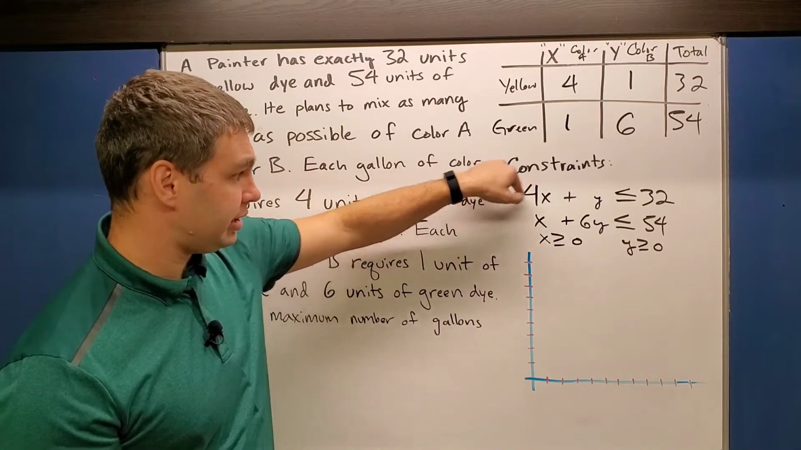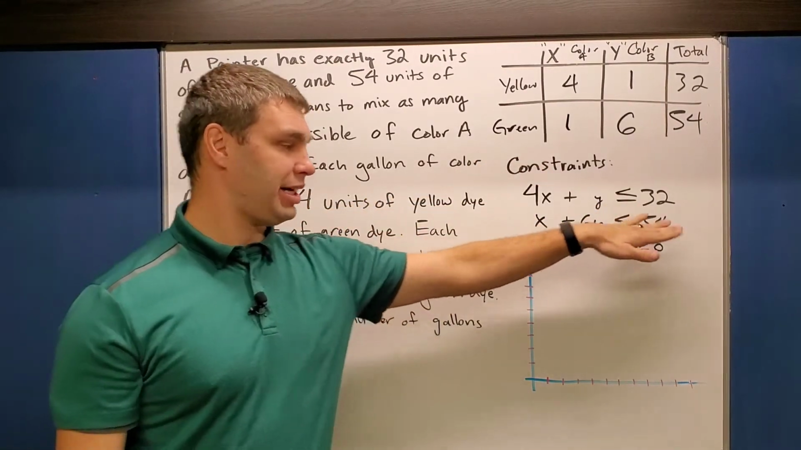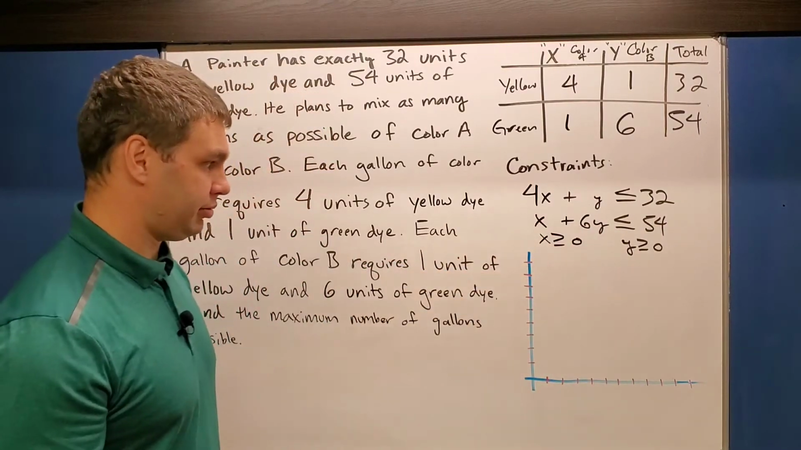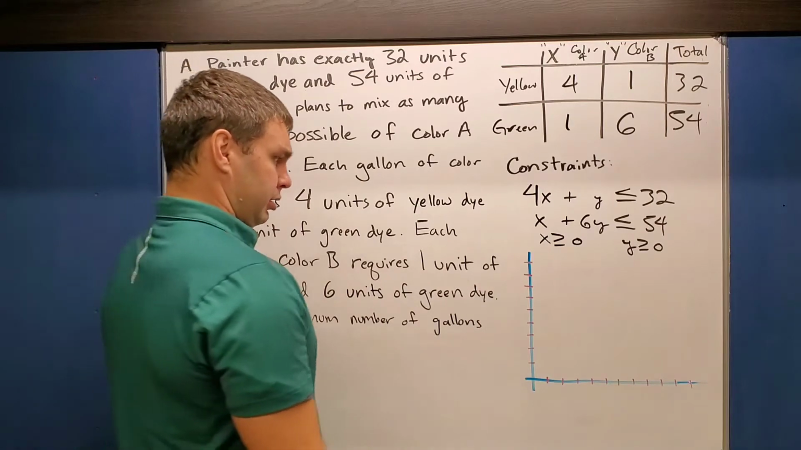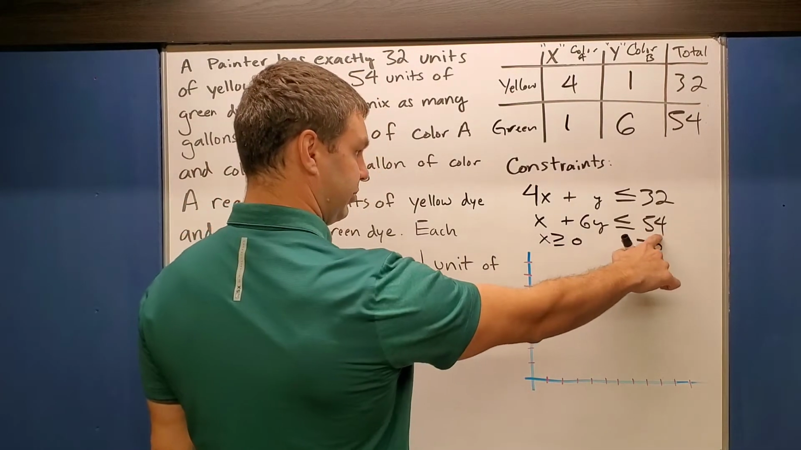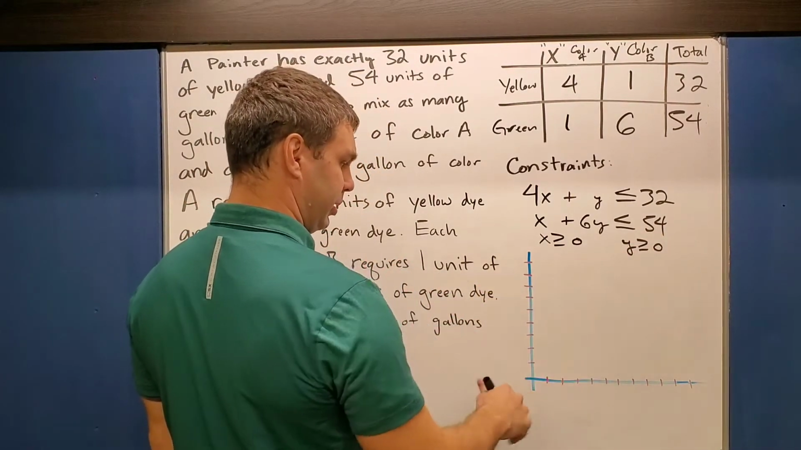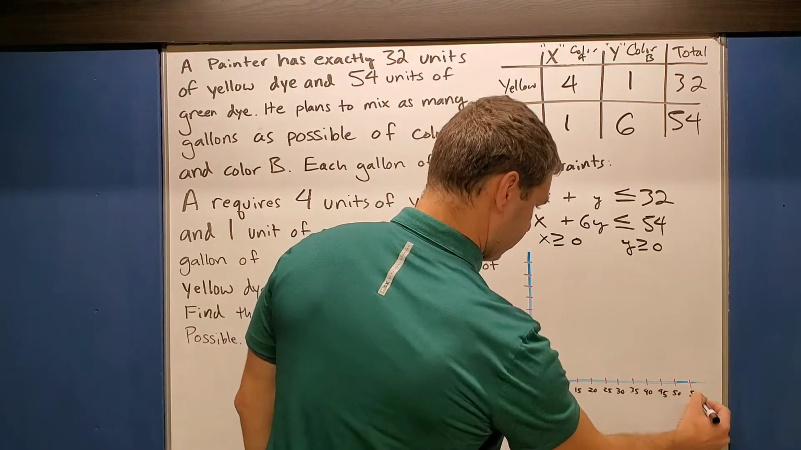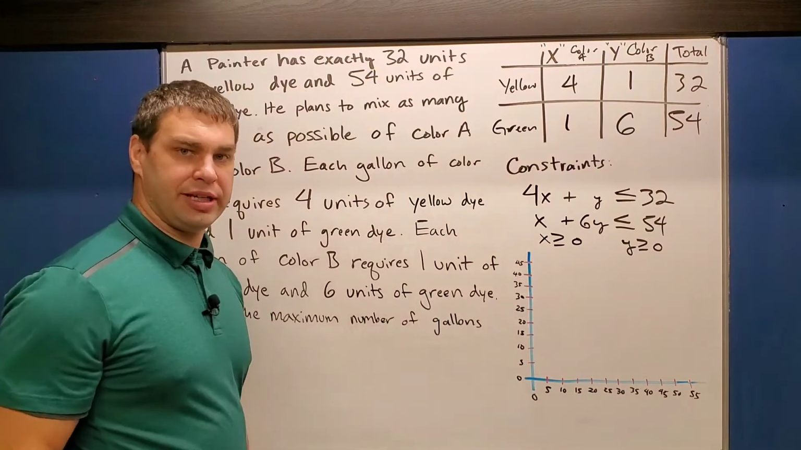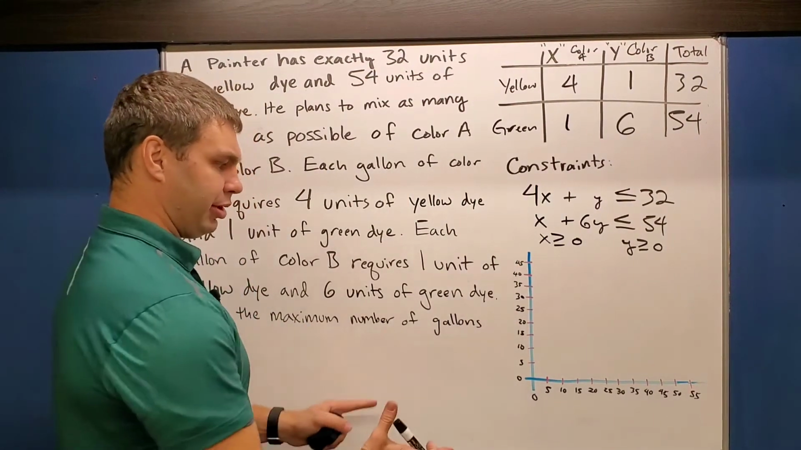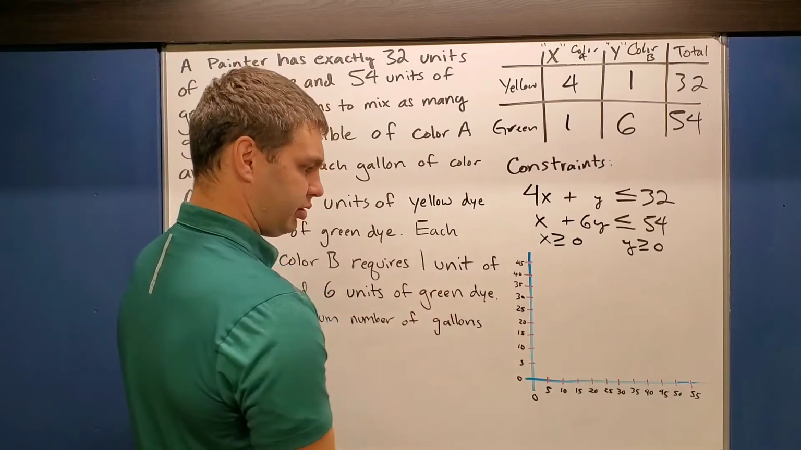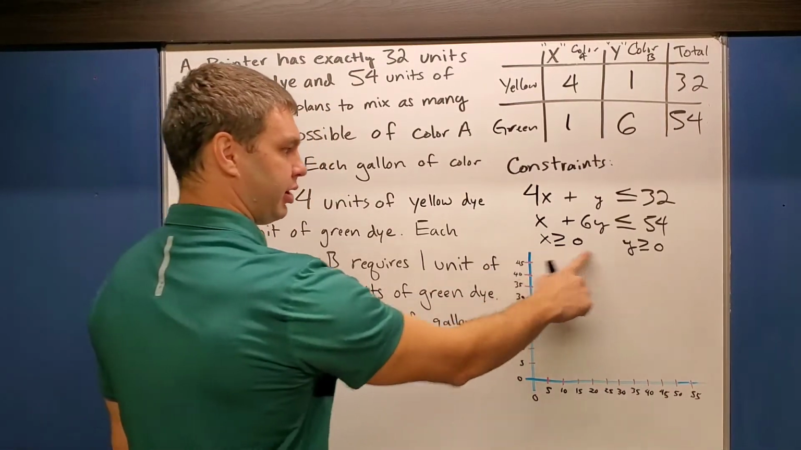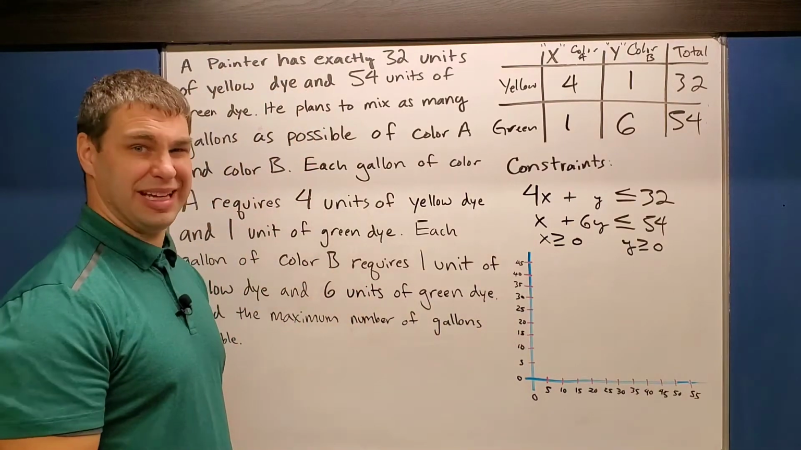The 4x plus y is less than or equal to 32, the x plus 6y is less than or equal to 54, the x is greater than or equal to 0, and the y is greater than or equal to 0. If I number these, my biggest is 54, so maybe we can count by 5. I'll do that real quick on my chart. All right, so I've got my graph all marked up here. And we only need this first quadrant, because we're dealing with all positive values.